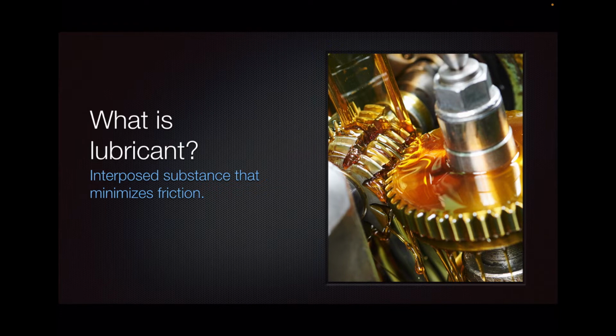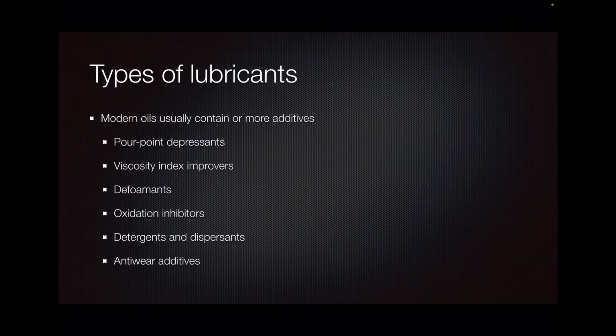They are usually liquid, but they also can be solid, such as graphite or pressurized air. For modern oil lubricants, they usually contain one or more additives. Pour point depressants cause the oil to flow at lower temperature. The viscosity index improver has less variation of viscosity with temperature. Defoamers resist foaming when agitated in high-speed machinery. And the oxidation inhibitors resist oxidation at high temperature.